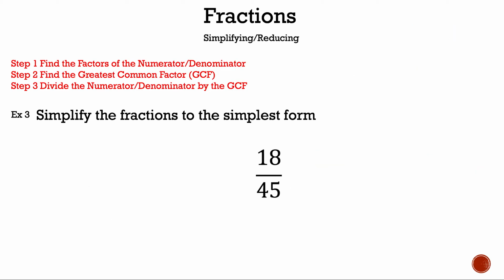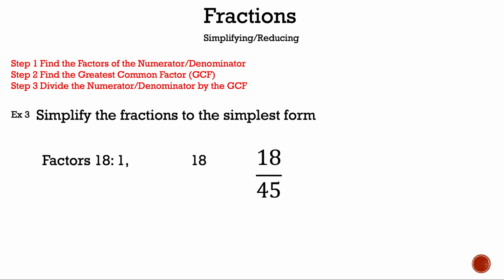Now let's take a look at example 3. Let's read the question. Simplify the fractions to the simplest form. So great, same question. Now let's go ahead and find the factors of 18. Let's go ahead and do the first one, 1 and 18. Now when you do the next one, usually you want to do the next number.